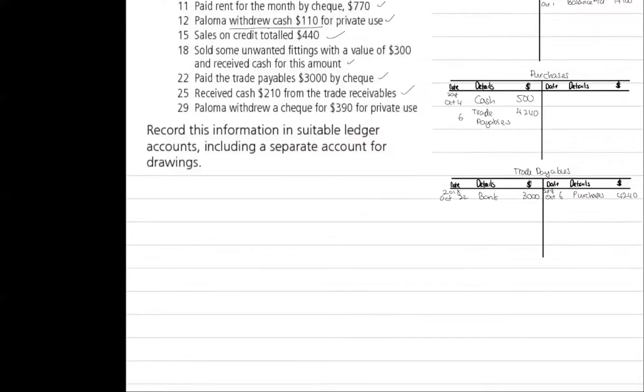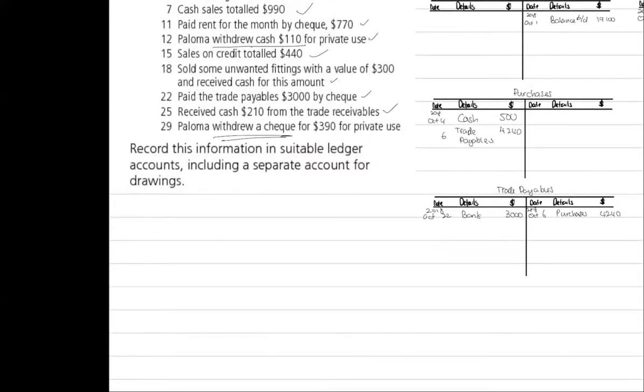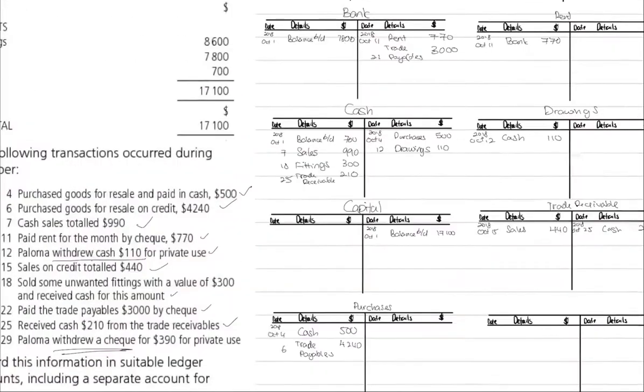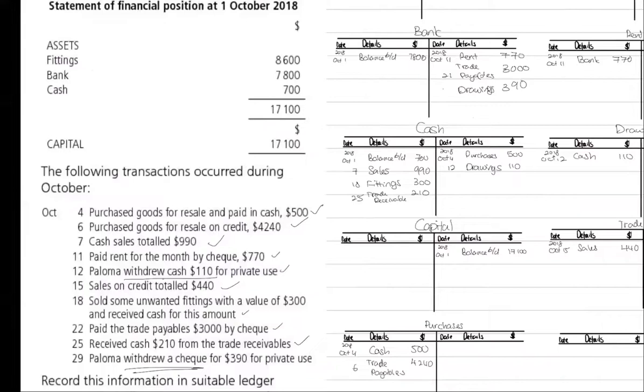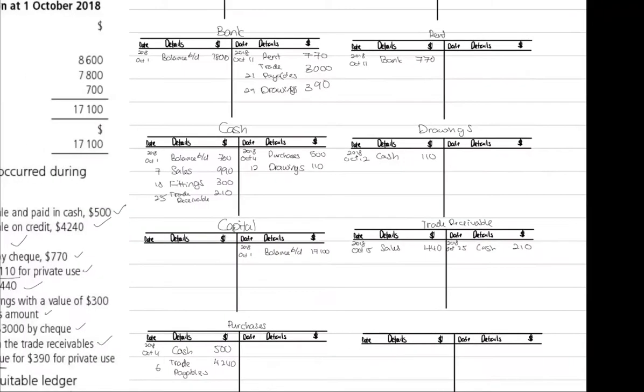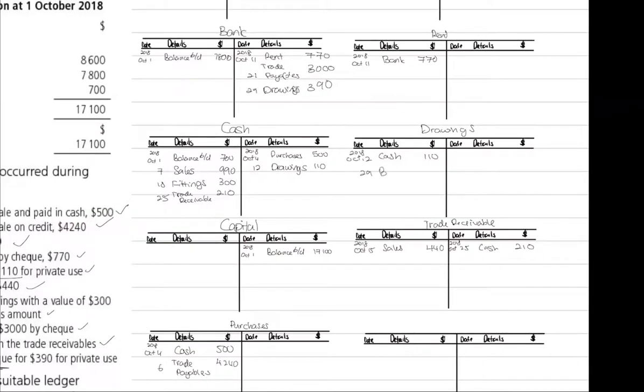And the last one, Paloma withdrew a check, 390 for private use. Since we withdrew a check, it means the money comes out of your bank account. 390, go to your drawings account, and then October 29. So go to your drawings account, always on the debit side, 29, right? Bank instead of cash because we withdrew a check, 390. And that would be all.